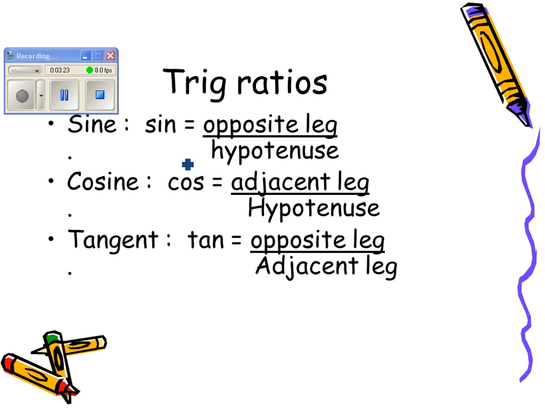All right, if it helps you, these are the trig ratios, just written in a different way. You have the sine of some angle equals the opposite leg over the hypotenuse. The cosine is the adjacent leg over the hypotenuse. The tangent equals the opposite leg over the adjacent leg. So just maybe an easier way to help you remember, whichever way is the easiest for you to remember.